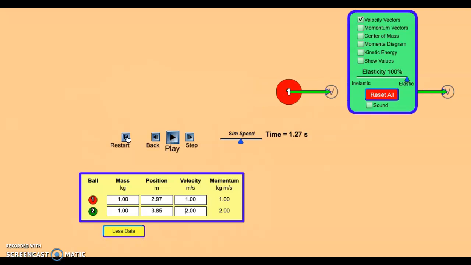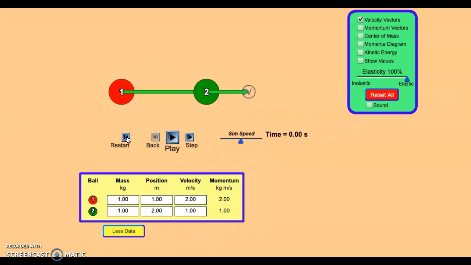Okay, so those are all of the trials that you are responsible for recording the data for and answering questions for. Hopefully this gives you an idea of what is different between an elastic and an inelastic collision, and also helps you to understand the law of conservation of momentum.